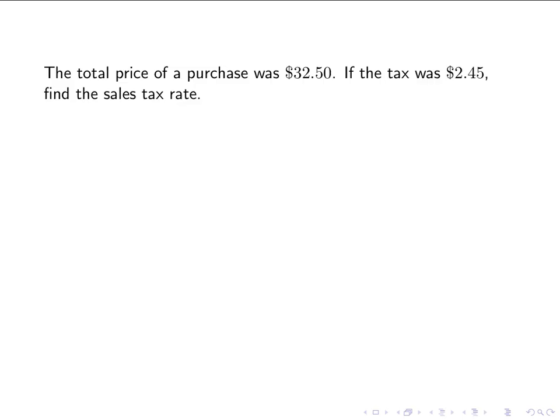The total price of a purchase was $32.50. So again, that's the total price, TP. The tax, a dollar amount, is ST. So ST is 2.45. We want the sales tax rate. We want R. So notice in this situation, we don't have the marked price at all, and all three of our equations involve MP as being one of the variables. So there's no equation that just has these three things in our problem.